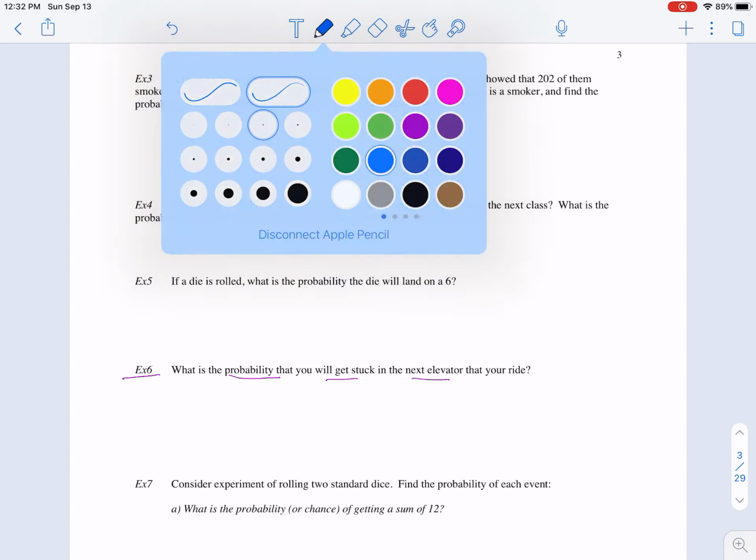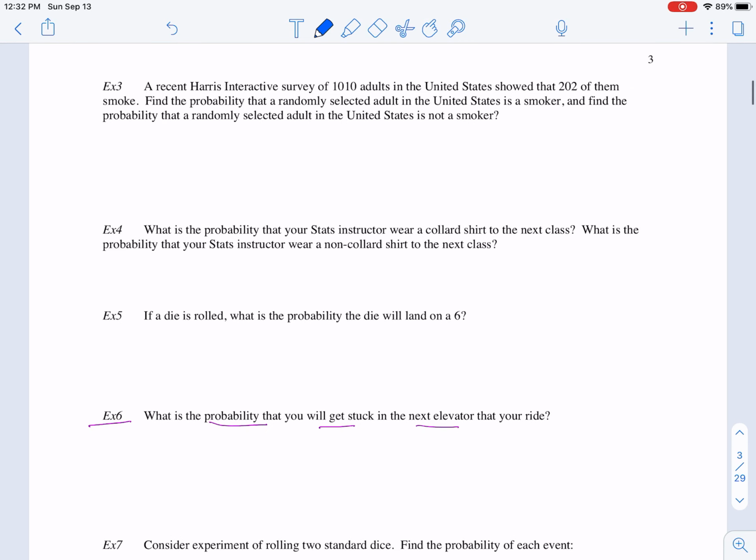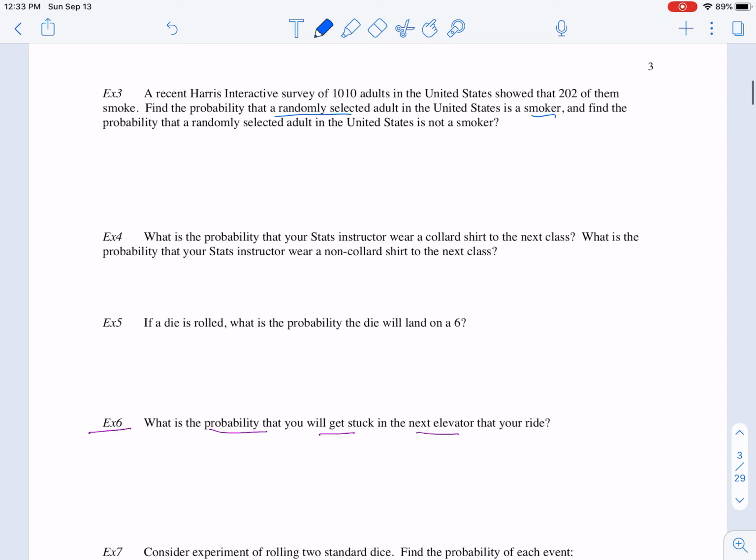This one says that in a recent Harris Interactive survey of 1,010 adults in the United States, 202 of them smoked. Find the probability that a randomly selected adult in the United States is a smoker, and find the probability that a randomly selected adult in the United States is not a smoker. So we're going to find the probability from a survey of 202 that smoke out of 1,010.